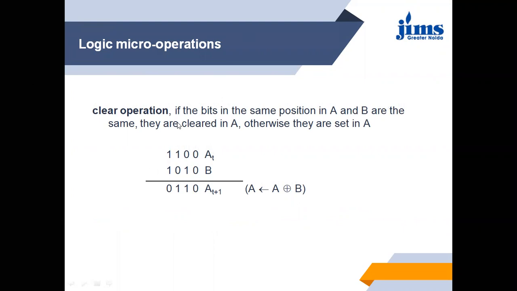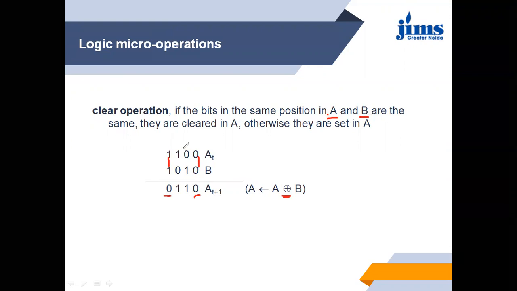When the bits in two registers, for example A and B, are the same, then the result should be 0. In that case we have to perform XOR. You can check from here that this is 0, this is 0, so the output is 0, and this is 1, this is 1, output is 0.